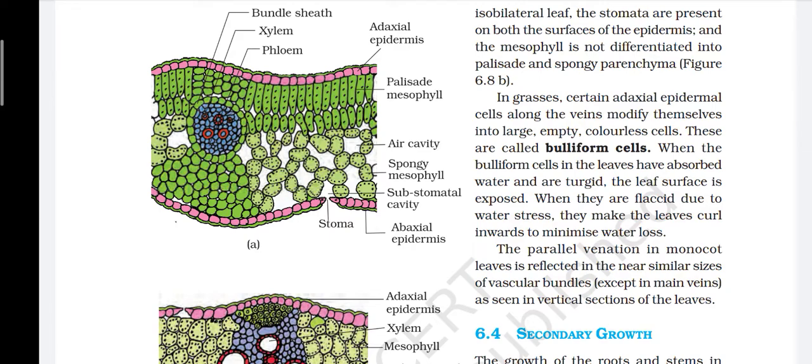When the bulliform cells in the leaf have absorbed water and are turgid, the leaf surface is exposed. When they are flaccid due to water stress, they make the leaf curl inward to minimize water loss. The parallel venation in monocot leaves is reflected in the near similar size of vascular bundles, except in main veins, as seen in vertical section of the leaves.